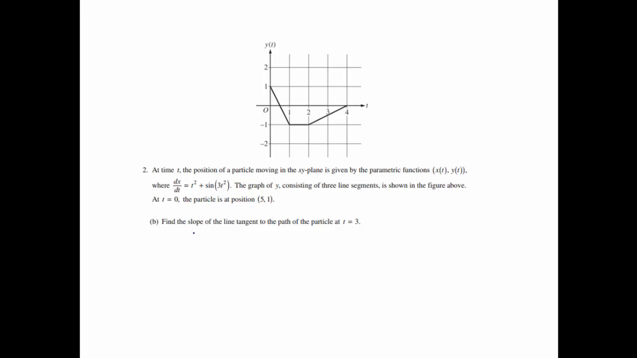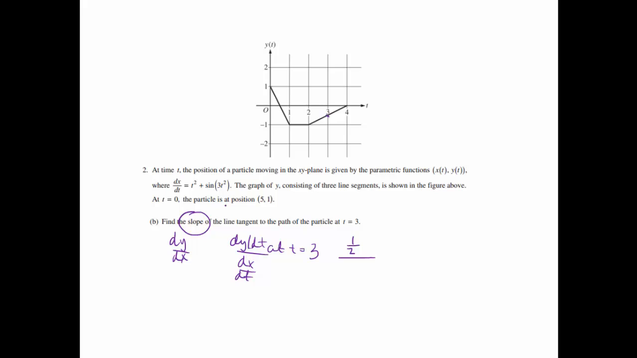Okay, part B says to find the slope of the line tangent to the path of the particle at t equals 3. So if we want to find the slope, we want to find the derivative. So we want to find dy dx. Remember the formula for that is going to be dy dt over dx dt at t equals 3. To get dy dt at t equals 3, if this is a graph of y, we want to find the slope at t equals 3. So at t equals 3, it's right here. If I want to find the slope of that line, I notice that it's up 1 over 2. So the slope of that line is going to be 1/2. So dy dt will be 1/2.